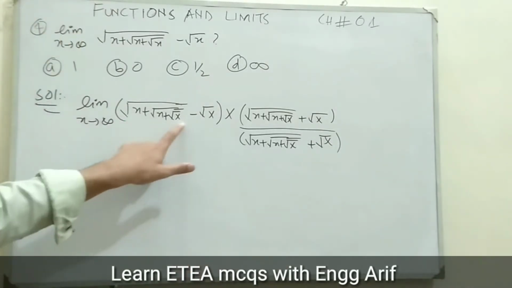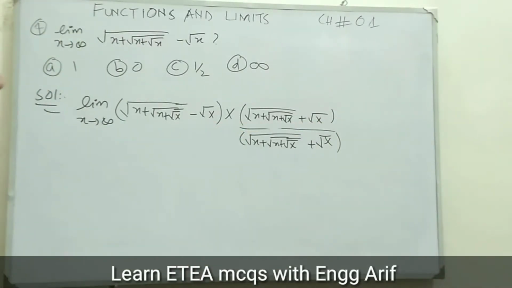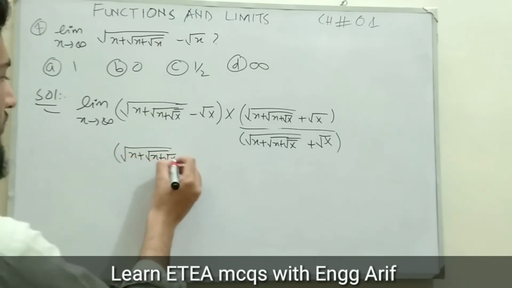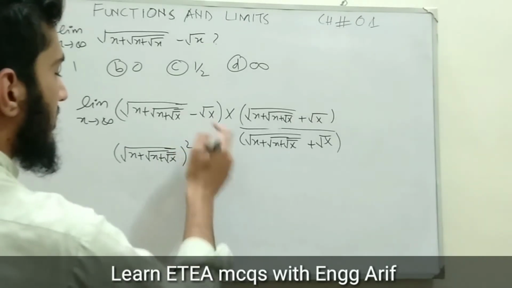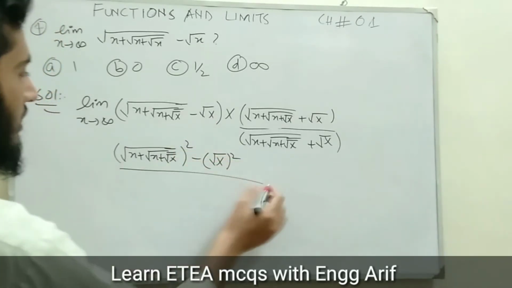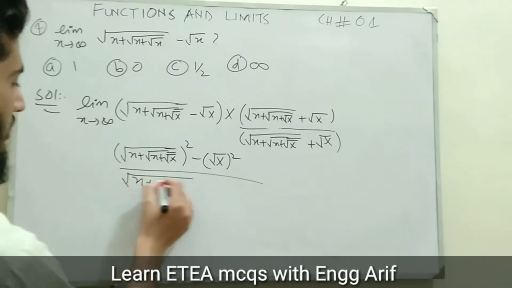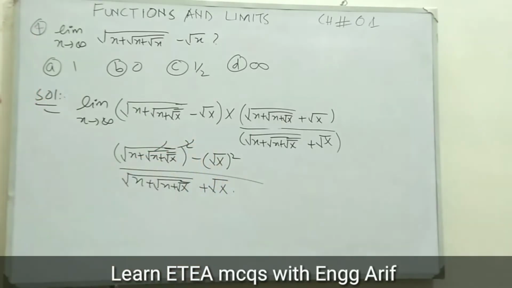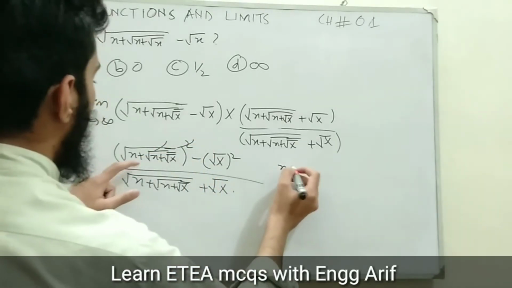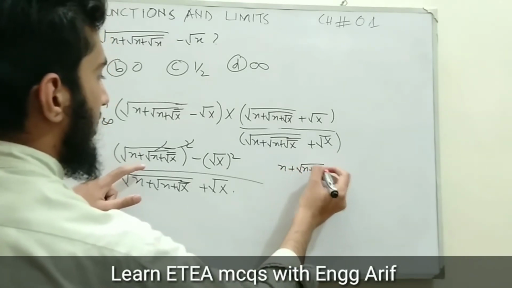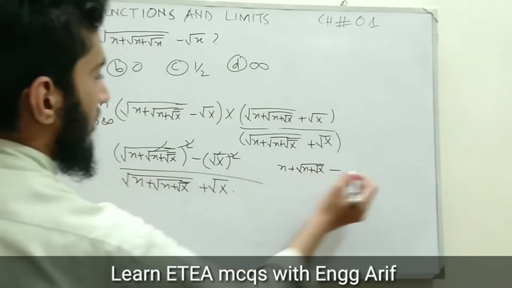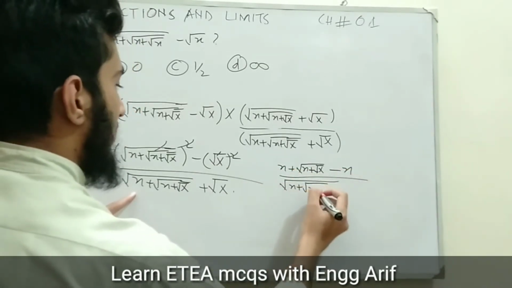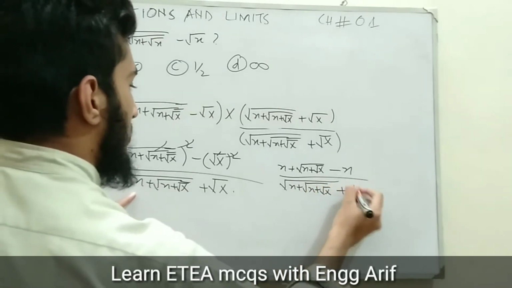Here the formula a minus b multiplied by a plus b gives us a square minus b square. A is under root of x plus under root of x plus under root of x, whole square, minus b, which is under root x, so b is squared. In the denominator we are left with under root of x plus under root of x plus under root of x and plus under root of x. Here we can square away the largest under root, so we are left with x plus under root of x plus under root of x, and minus the square, we can square away the under root, so we are left with x. And in the denominator we are left with under root of x plus under root of x plus under root of x and plus under root of x.